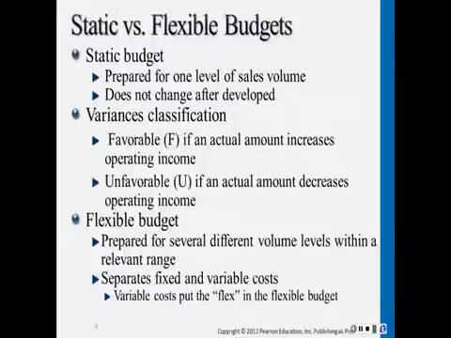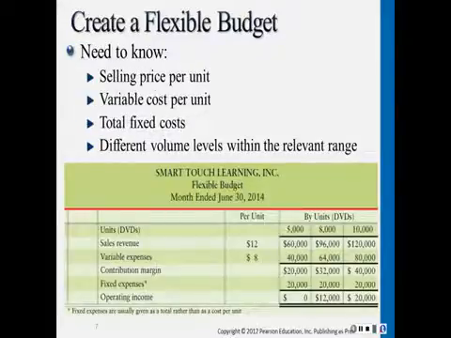decreases operating income. A flexible budget summarizes costs and revenues for several different volume levels within a relevant range. Flexible budgets separate variable costs from fixed costs. It is the variable costs that put the flex in the flexible budget. To create a flexible budget, you need to know budgeted selling price per unit, variable costs per unit, total fixed costs, and different volume levels within the relevant range.